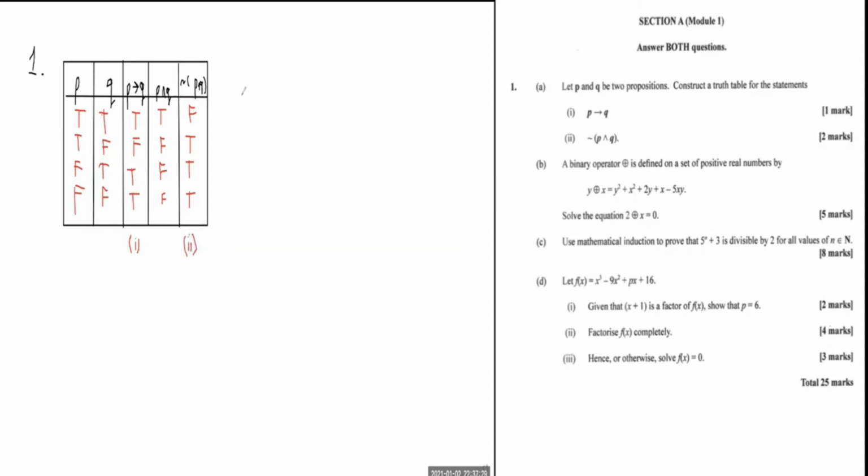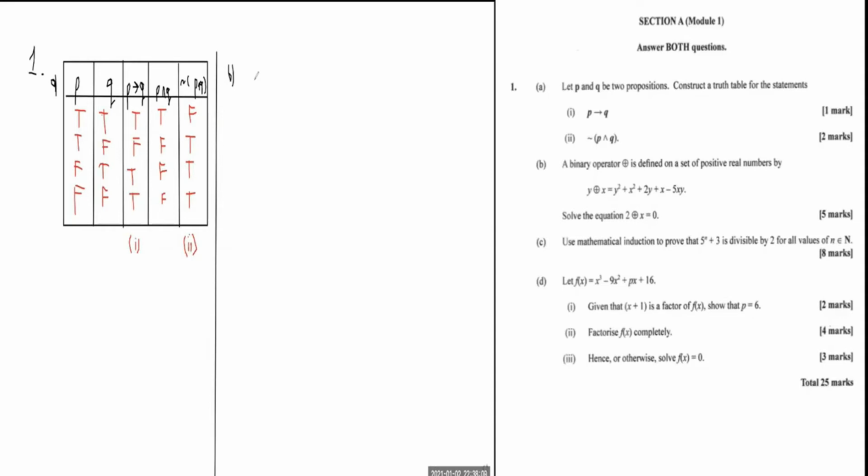Now let's go ahead and look at part B of the question. It is telling us that a binary operator is defined on a set of positive real numbers, where y operator x is equal to y squared plus x squared plus 2y plus x minus 5xy.